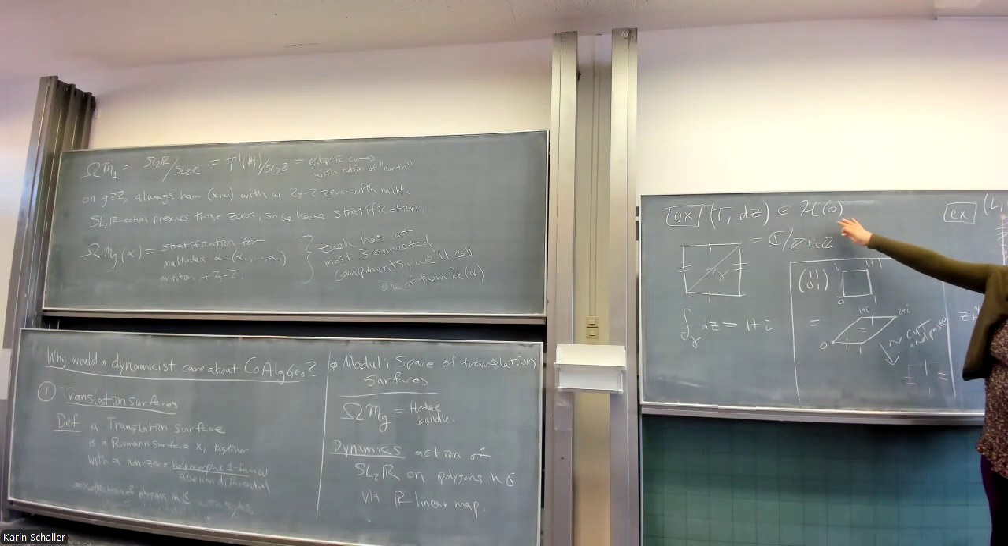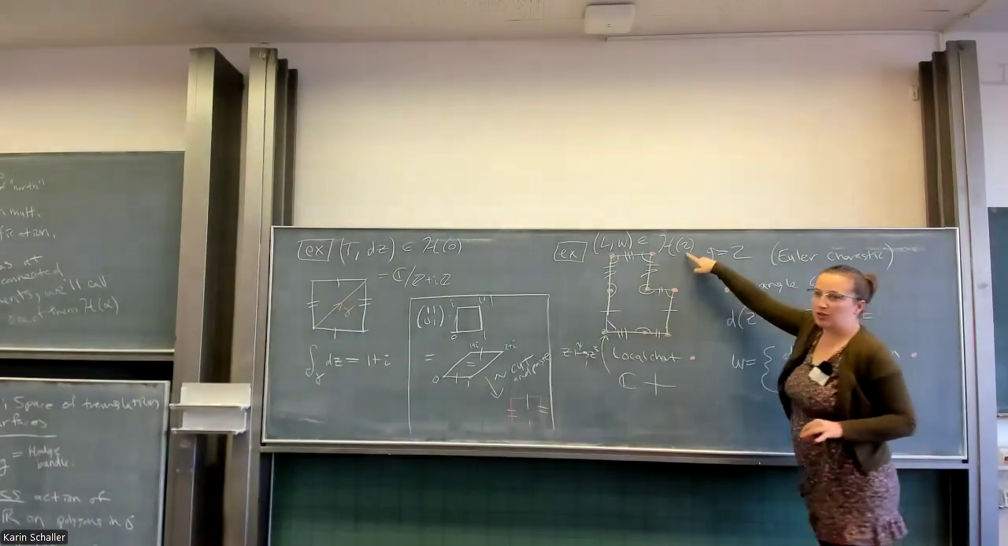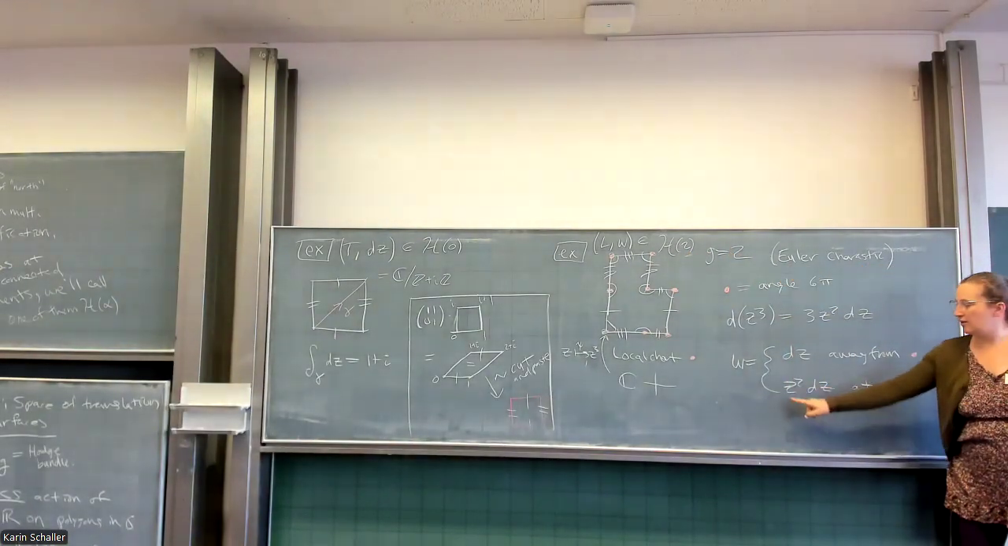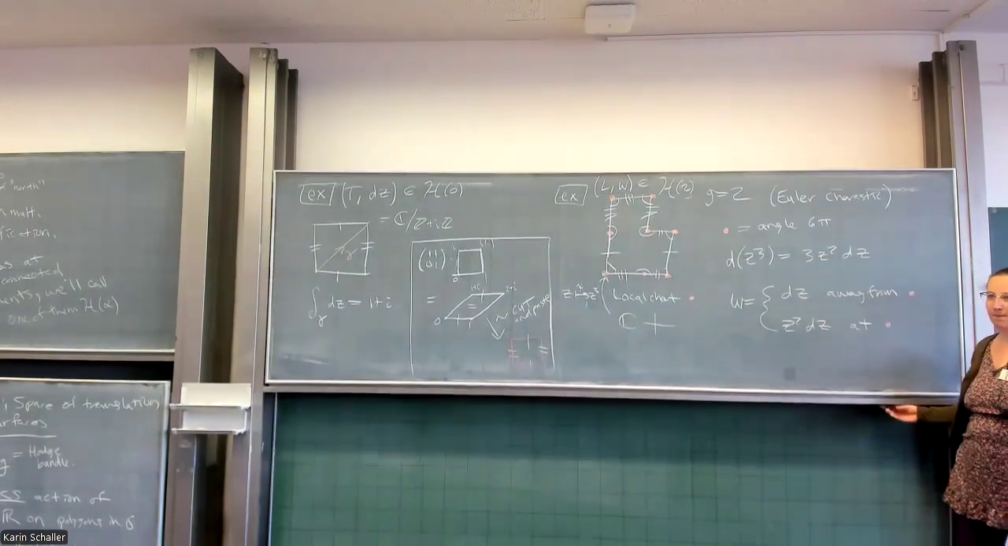So then for the case of the torus, we're in H of 0. And for the case of the L, we're in H of 2, because we have one singularity, but our singularity, our zero, is of order 2, because we have z squared dz.